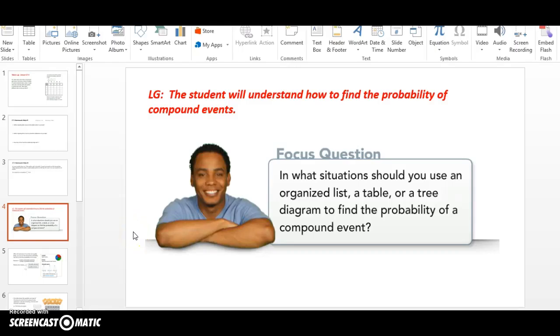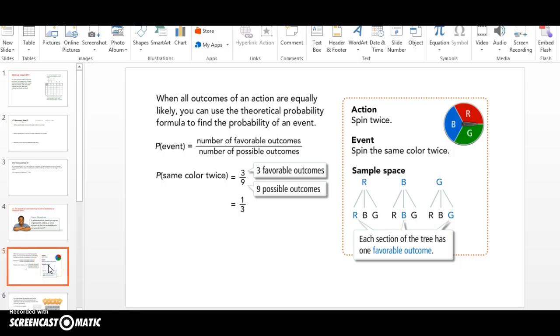Right, learning goal for today: the student will understand how to find probability of compound events. I feel like we have been working up to this for quite a while. We've done every bit leading up to this, and now we finally are going to actually figure out our probability. This first slide is just going to give you an overview of probability.